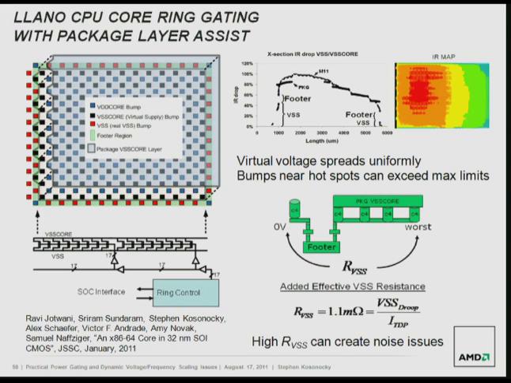But to deal with this, we came up with a novel approach here where we're using a package layer, actually, where we take some of the very thick metals in a package and use this as an assist layer to spread the virtual ground. In this case, this is showing a picture of Llano, where we spread the currents out. The diagram on the left is just a cartoon of the actual core. It has a few more bumps. I just didn't want to draw all the bumps in there. But it basically has this power gate ring that goes around the core.